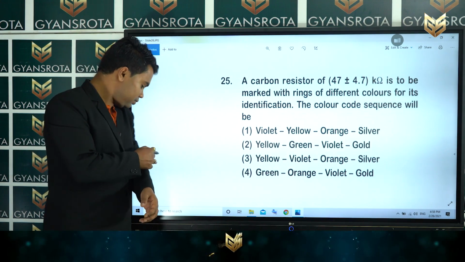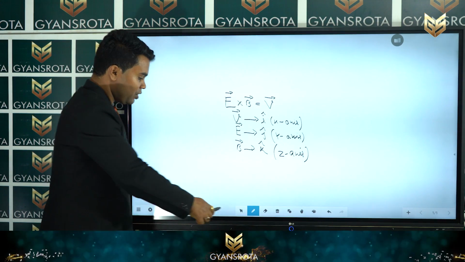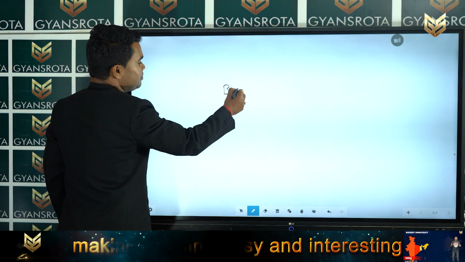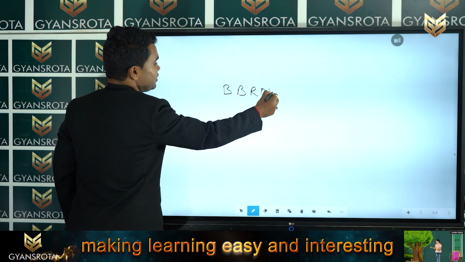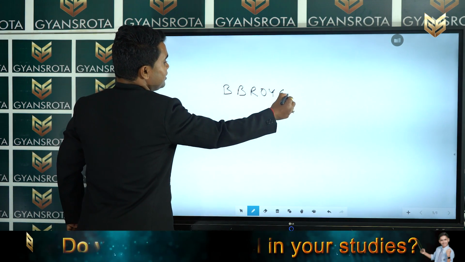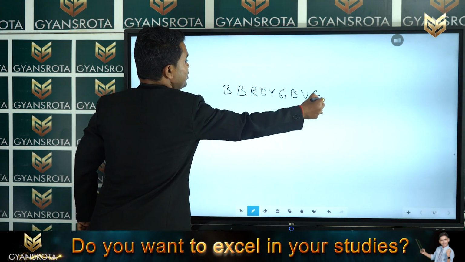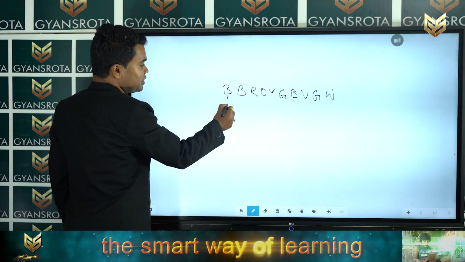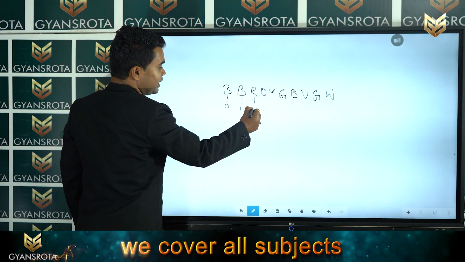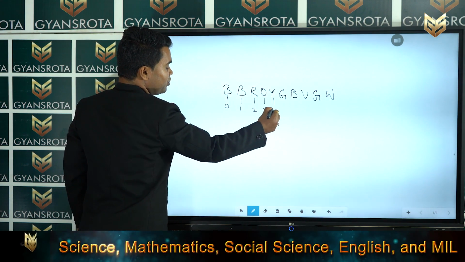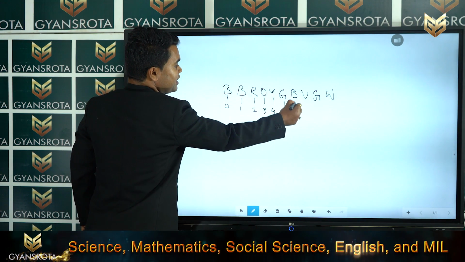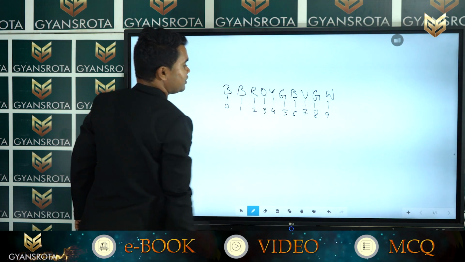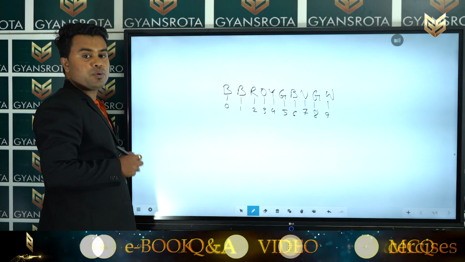The combination can be found out with a very important trick which we use: B B ROY of Great Britain has a Very Good Wife. If you use this, you can find out: black 0, brown 1, red 2, orange 3, yellow 4, green 5, blue 6, violet 7, grey 8, white 9. Now, you see in the question, 4, 7 is given.